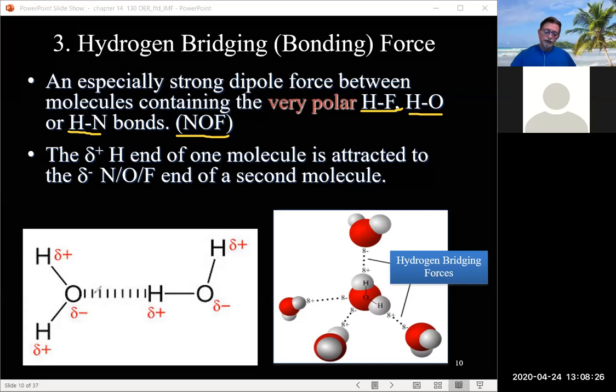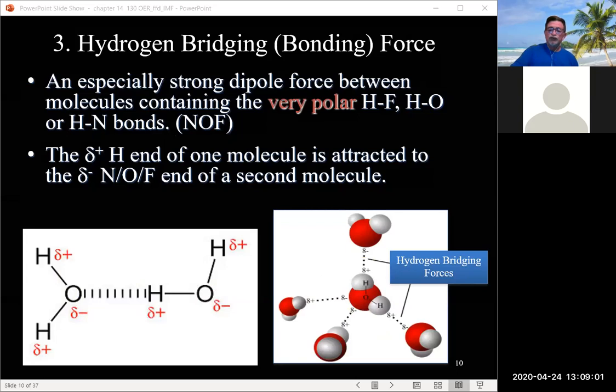You can see here this similar aspect. This is a very strong interaction between the partial negative of the oxygen and a partial positive of a proton on another molecule of water. In the diagram to the right, you can see there's a lot of force going on there. Okay, a lot of force.